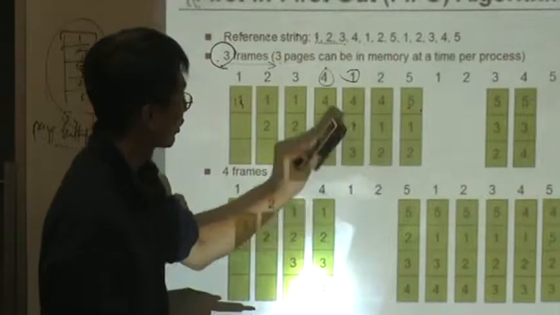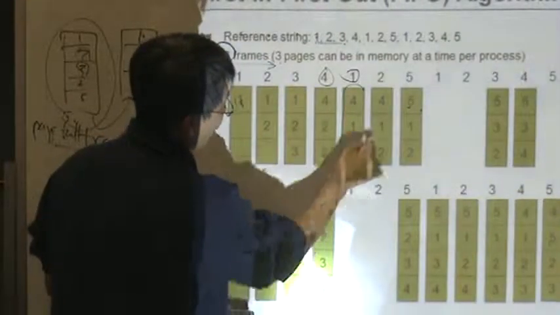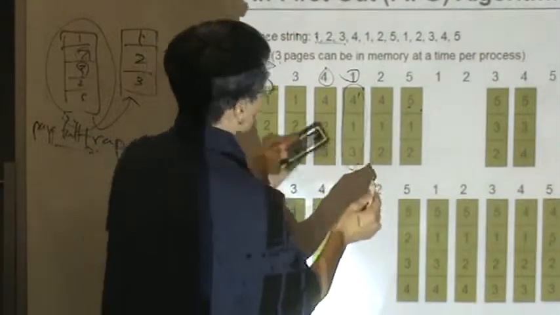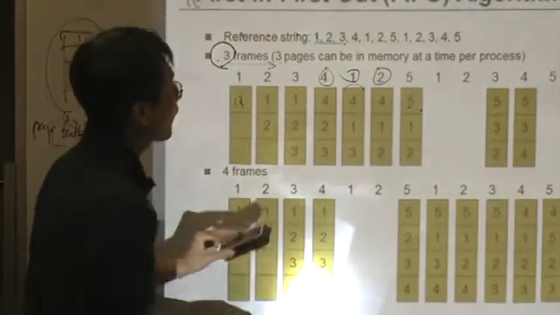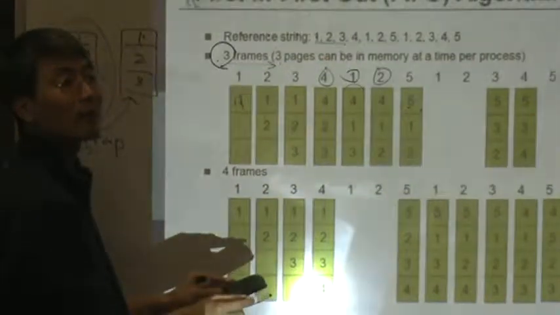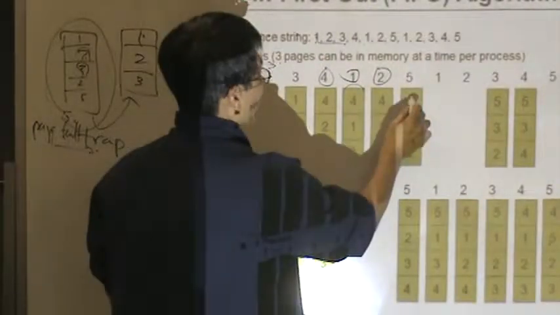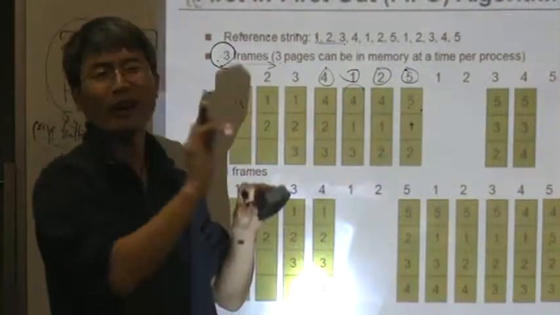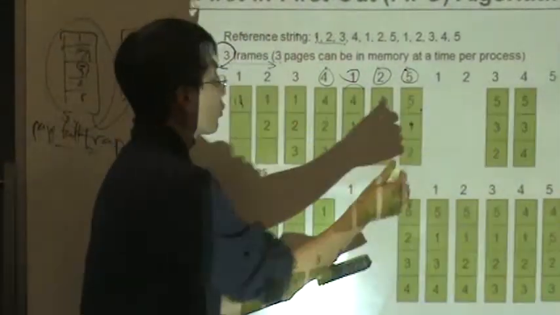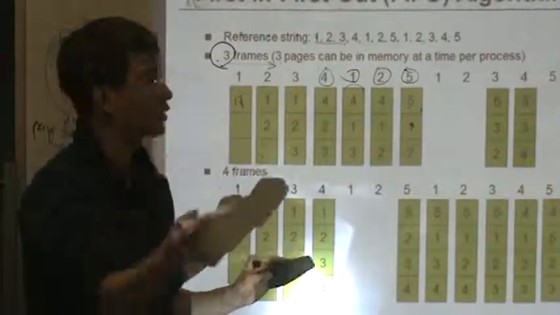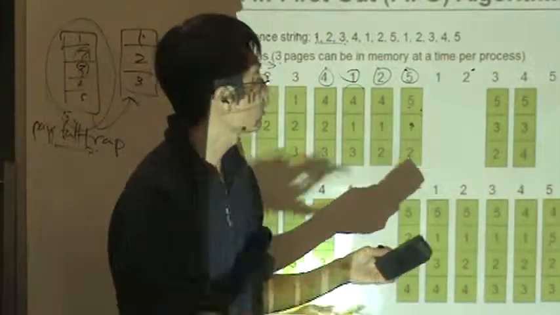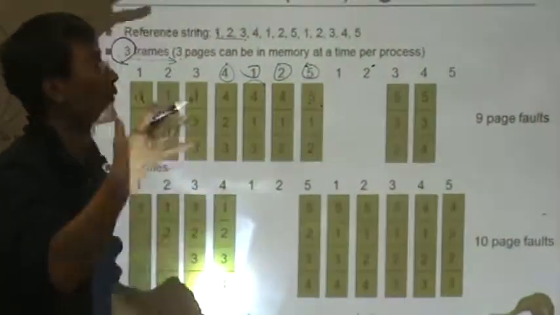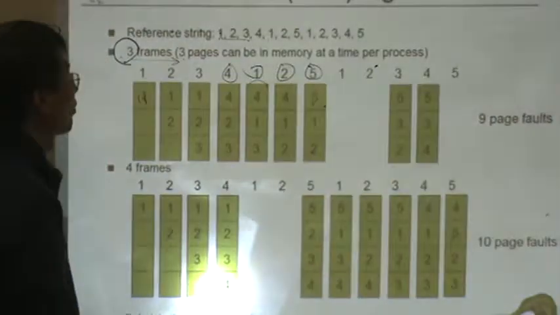What about 2? Can you find 2 over here? No. So this will be the oldest one, first in, so replace. Then 5. Can you find page 5? No. So this is the oldest one, replace. What about 1? 1 is here, so you don't have to replace anything. You can just refer to it and use it. Next, 2, use it, so there's no problem. What about 3? 3 is not here, so you need to decide the victim page. What is the victim page?